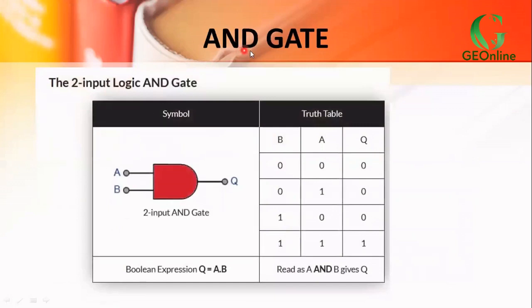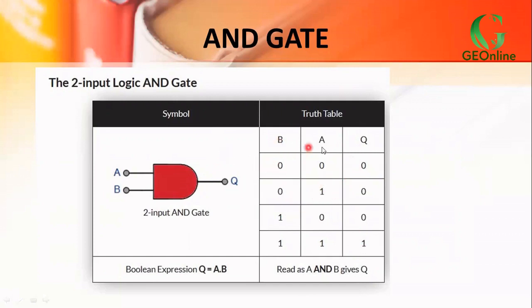Second one is AND gate. AND gate has two inputs and one output. Inputs are A and B and output is Q. AND gate is a logical circuit which gives an output when both the inputs are high. That means when both inputs are high, we get a high at the output. If any one of the input is low, the output of the AND gate is low.